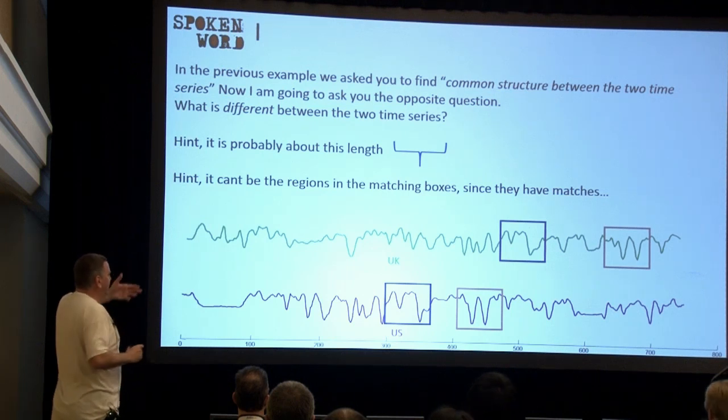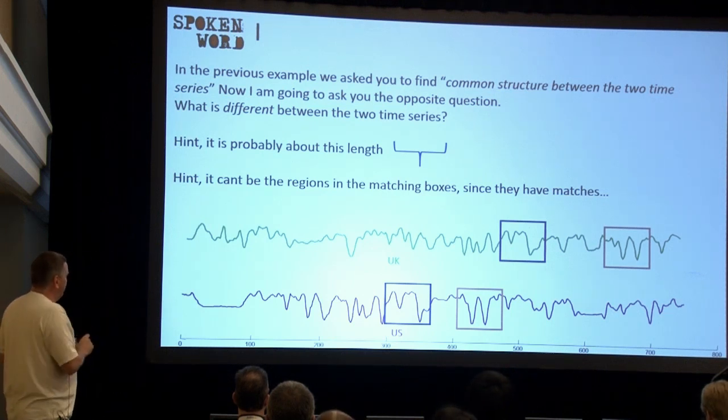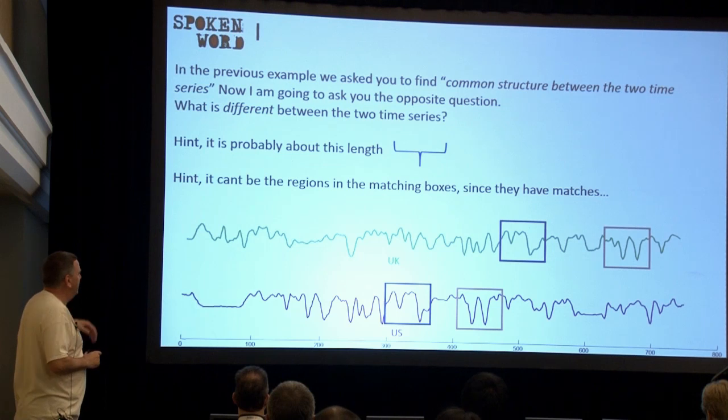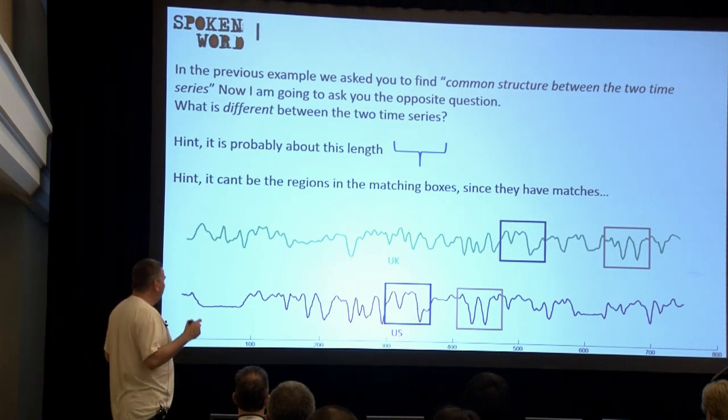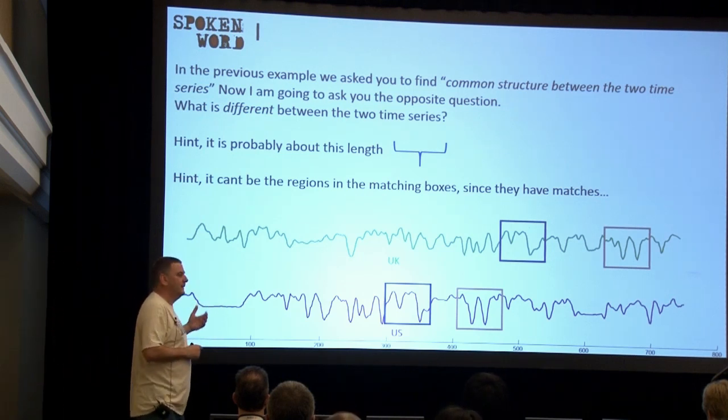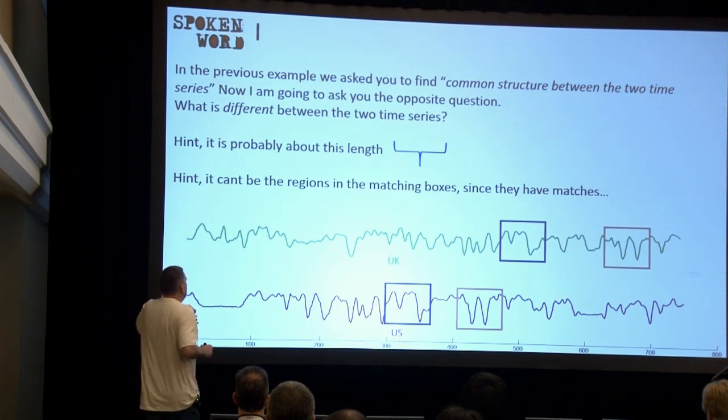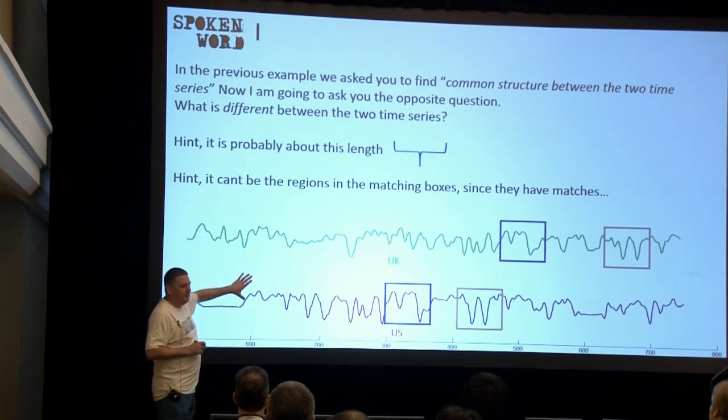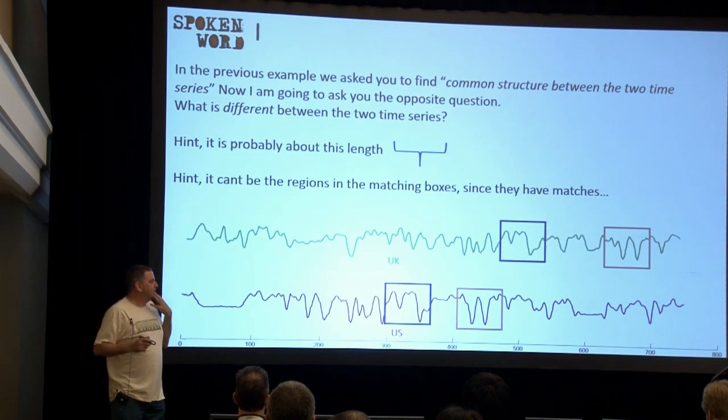Let's look at the opposite case. Here we have two other time series, a small snippet or subset of this. And now I want to find, is there anything that's in A that's not in B? So here I believe that these two time series should be basically the same overall. I'm looking for differences this time.